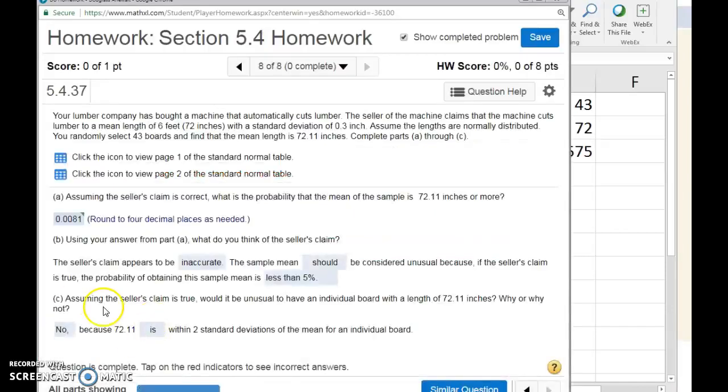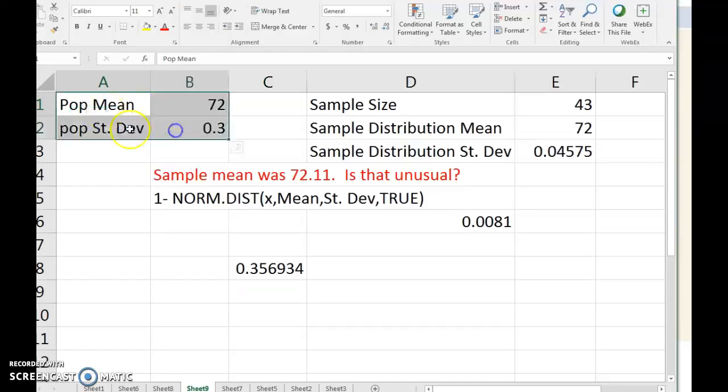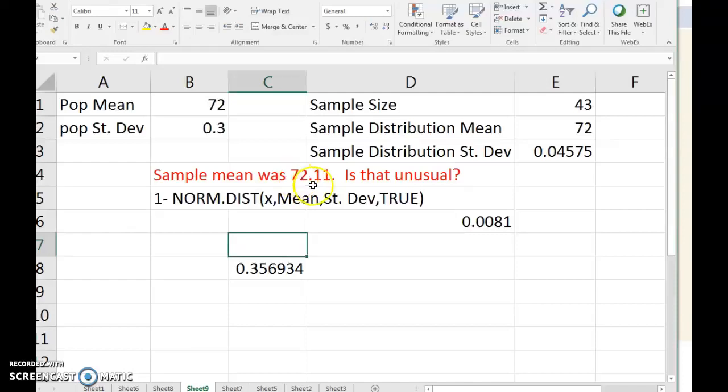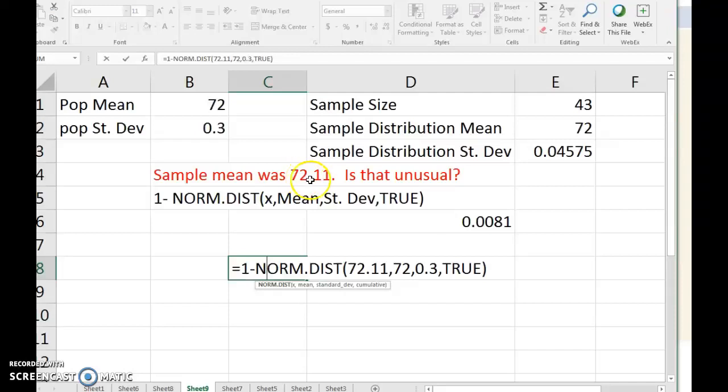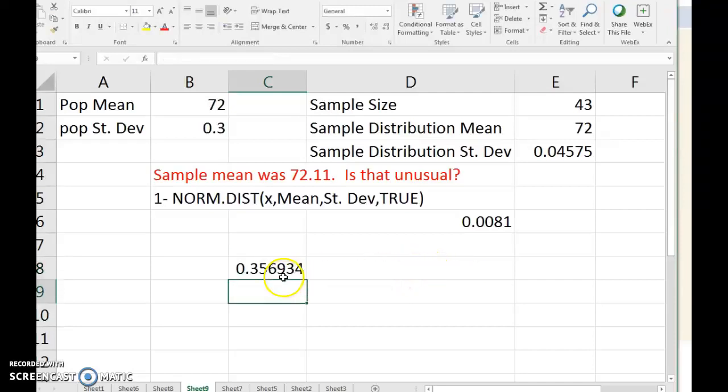Now, for the next part, we're seeing if it's going to be unusual to have one individual board from the population with that same size. We are told that the population is normally distributed, so we're looking at the normal distribution of our population. And again, we're trying to see a right-hand tail here. Is it unusual to get one board of that size, 72.11 or larger? So plug that in. Make sure you use the population standard deviation, and you get this for the probability. That's way above 5%.